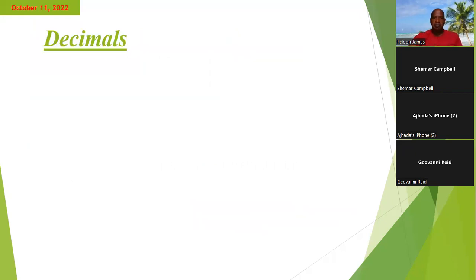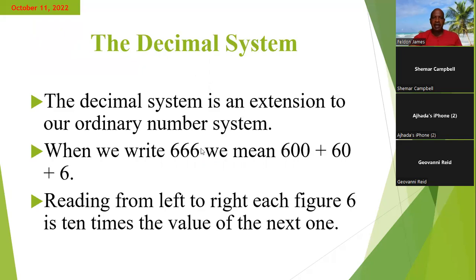All right, now we would have looked at this number, 666. In terms of the place value, to the right, the first 6 would be in the ones column, the second one would be in the tens column, and the third one would be in the hundreds column. What it really means is that when you write 666, you're adding 600 plus 60 plus 6. All right, so that is in terms of place values.